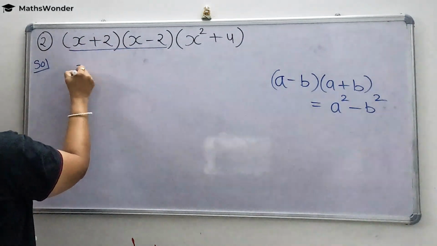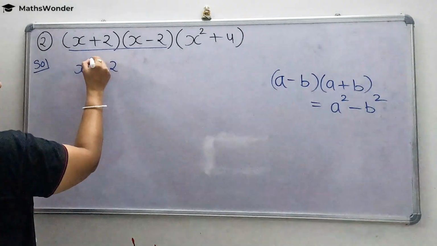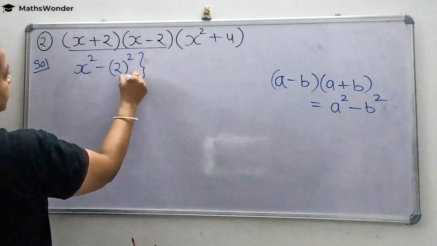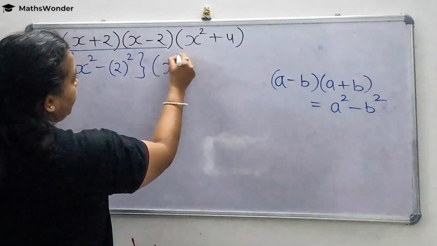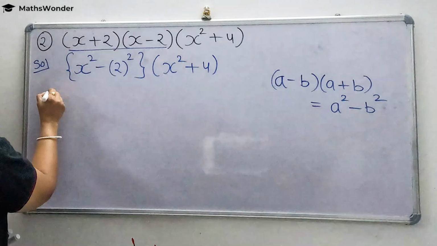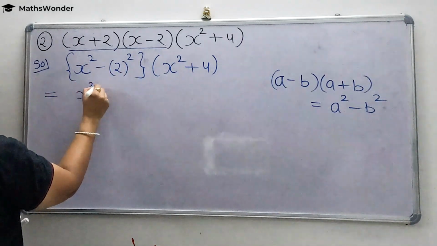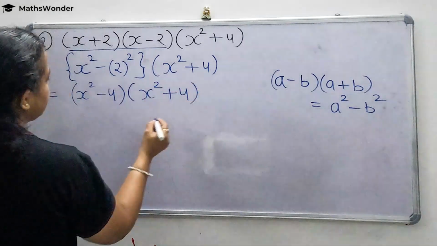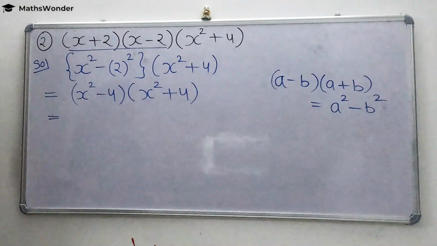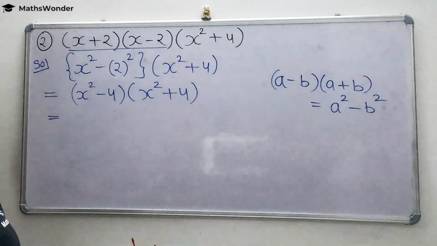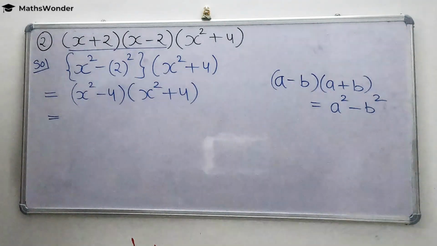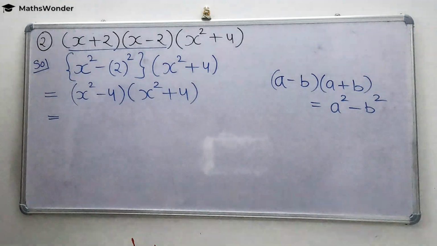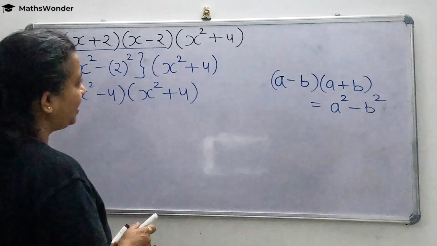Here a is x, b is 2. So x square minus 2 square, and the remaining question you will write it as it is. Now next step is you will simplify here. So x square minus 4 in one side and other side we will write as it is. Now next, after this what you will do? Yeah, you use the third property again. Very good.